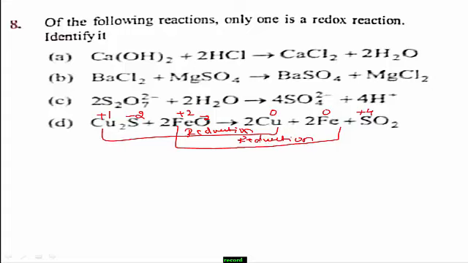But when we observe the sulfur oxidation state, here it changes from -2 to +4, which means oxidation takes place because it shows an increase in the oxidation state. Remember, redox reaction means oxidation and reduction must occur simultaneously. But in the other given options, this property is not observed. Therefore, among the given reactions, only one is a redox reaction, that is option D. Option D is the right answer.